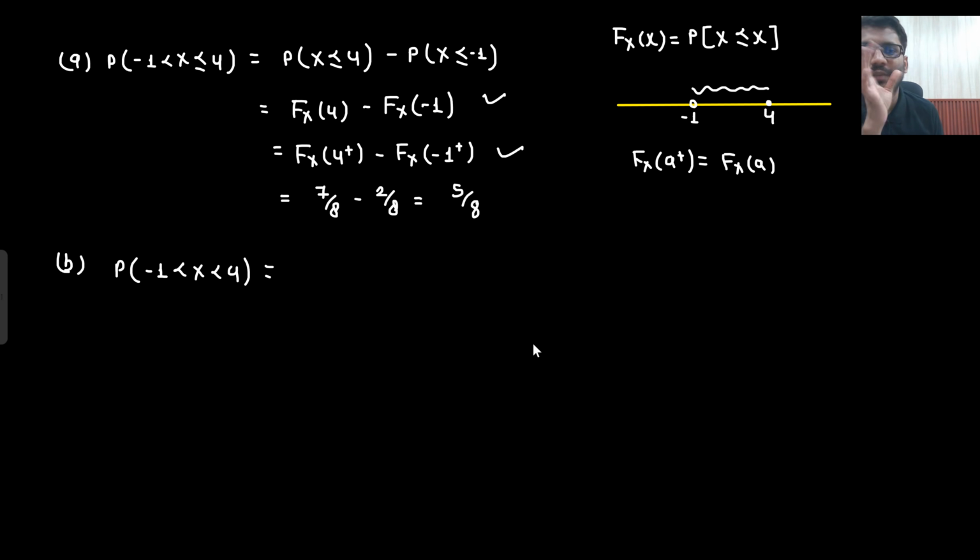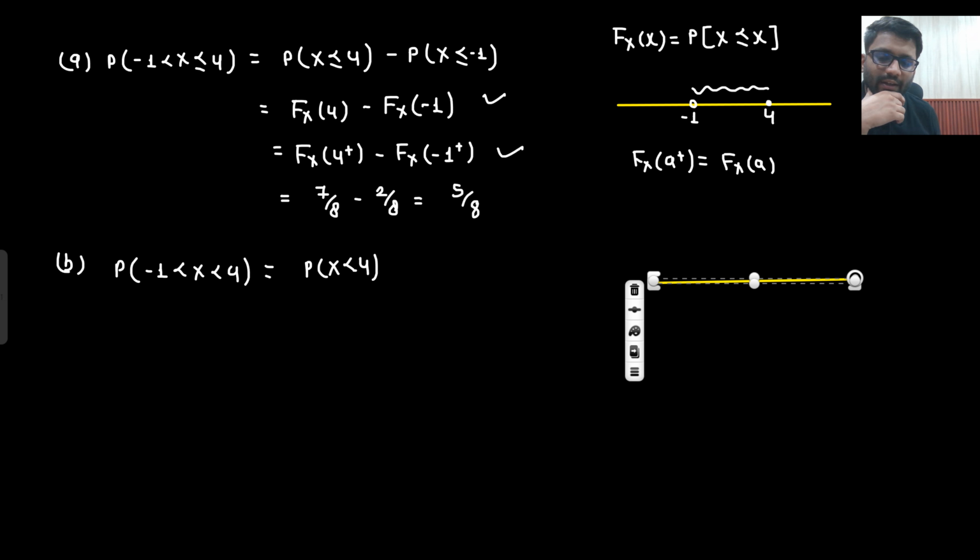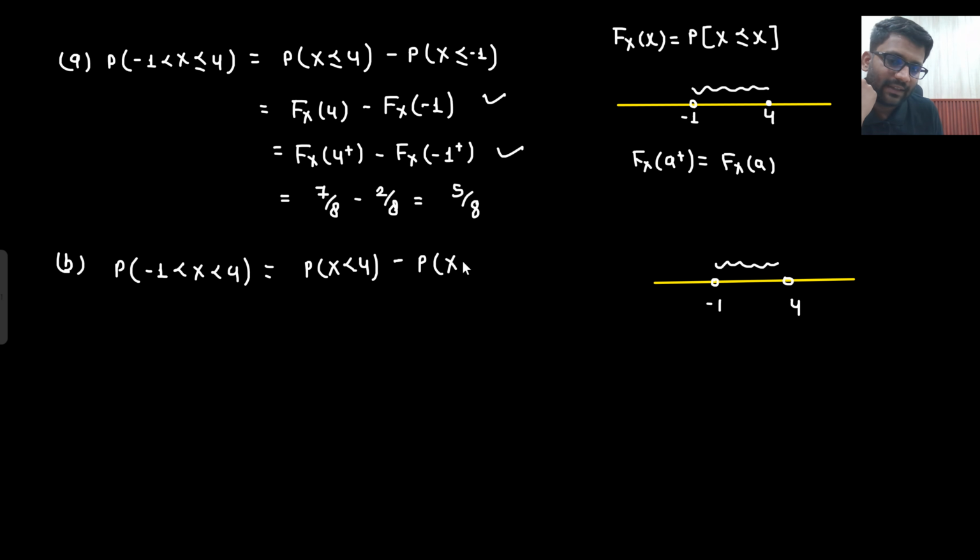-1 to 4, excluding both of them. Right? So what I need to write? Probability of x less than 4. Again, let's draw the graph here. What do I need? I need values between -1 to 4. I don't want 4, I don't want -1 as well. I want only these values. So can I write it down in this manner? Probability of x less than 4 minus probability of x less than equals to 1.